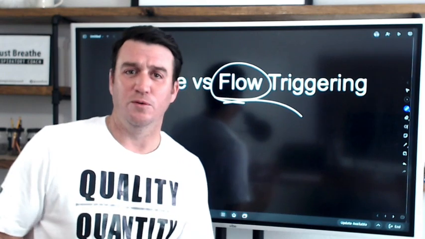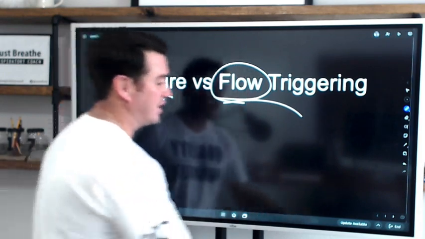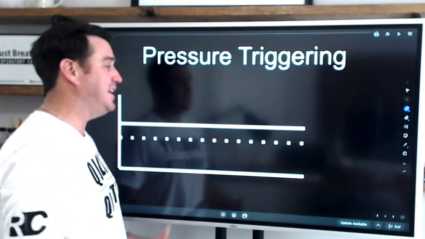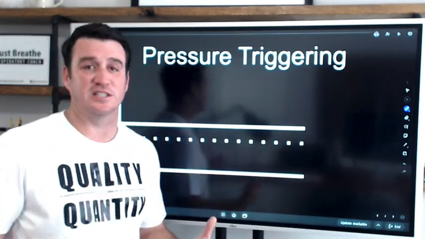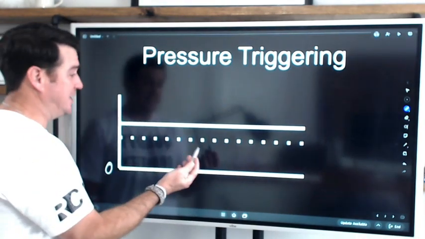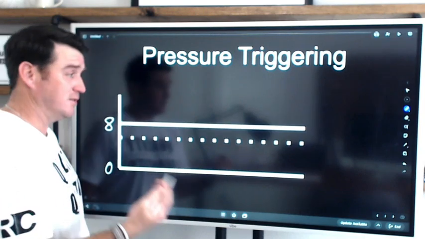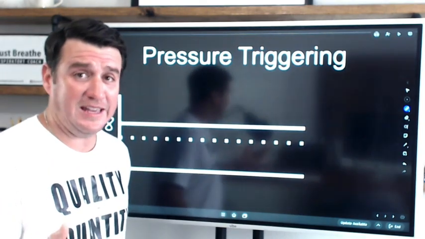But what does it mean? What does this do for your patient? Which one is easier? And how do they work? Let's jump into it and talk about it. Now, the easier of these two to explain is obviously pressure trigger. Now, what you see here is this is 0, and this is a patient who has, let's say, a PEEP of 8 set, okay?